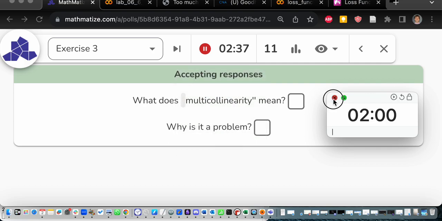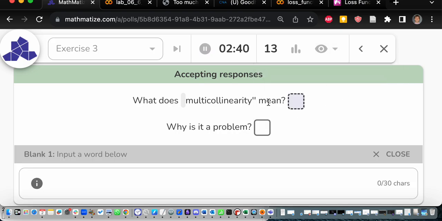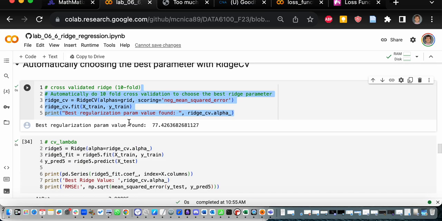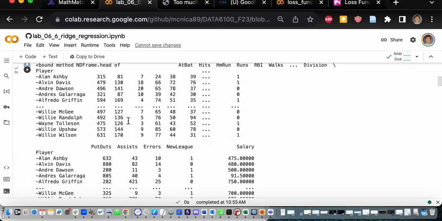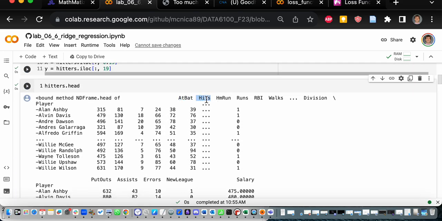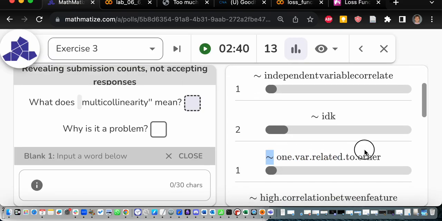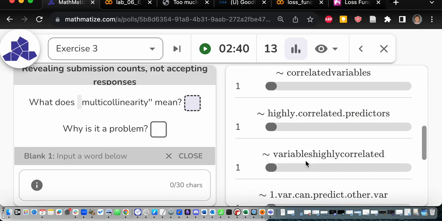Okay, let's see. What do people say? Multicollinearity means multiple correlated variables. Yeah, so it really is the idea of correlation between different variables in your regression. So maybe in this hitters data set, what were the columns like? There was at-bats and there was hits. And of course, if you're batting more often, you're going to get more hits. So those things will be correlated. And multicollinearity is the idea of this correlation being really high. So great concept there. So correlated, one variable related to another, and it's the problem of them being highly correlated.